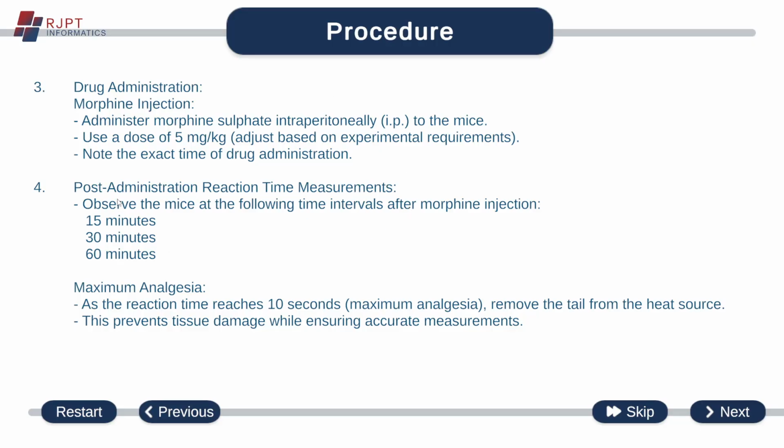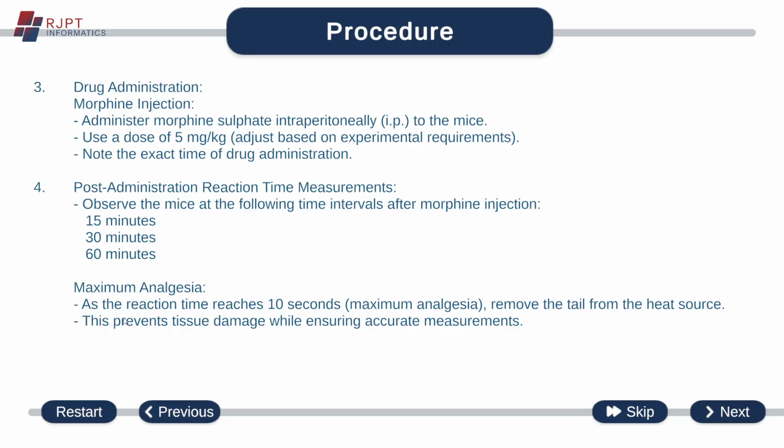So after administering the drug, we will observe the mice at the following time intervals after morphine injection. We will observe the intervals of 15 minutes, 30 minutes, and 60 minutes after the drug administration. And for each interval, we will perform 3 rounds: 3 rounds for 15 minutes, 3 rounds for 30 minutes, and 3 rounds for 60 minutes.